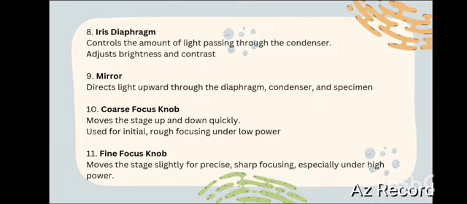Next is the coarse focus knob or coarse adjustment knob. It moves the body tube up and down quickly. It is used for initial rough focusing under low power. Next is the fine focus knob or fine adjustment knob. It helps move the stage slightly for precise, sharp focusing, especially under high power. The fine focus knob is used to move the stage slightly for precise focusing.